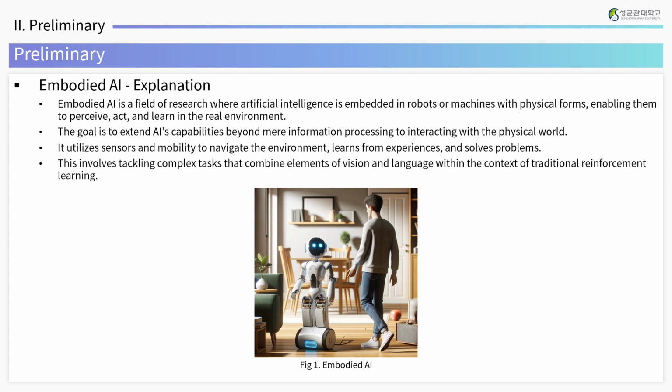The goal is to extend AI's capabilities beyond mere information processing to interacting with the physical world. It utilizes sensors and mobility to navigate the environment, learns from experiences, and solves problems. This involves tackling complex tasks that combine elements of vision and language within the context of traditional reinforcement learning.